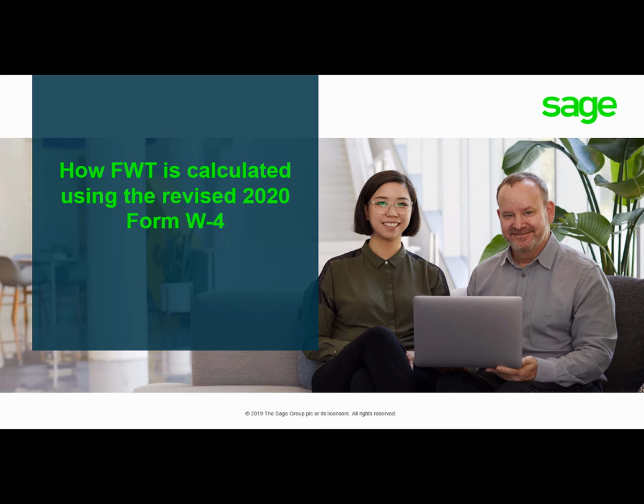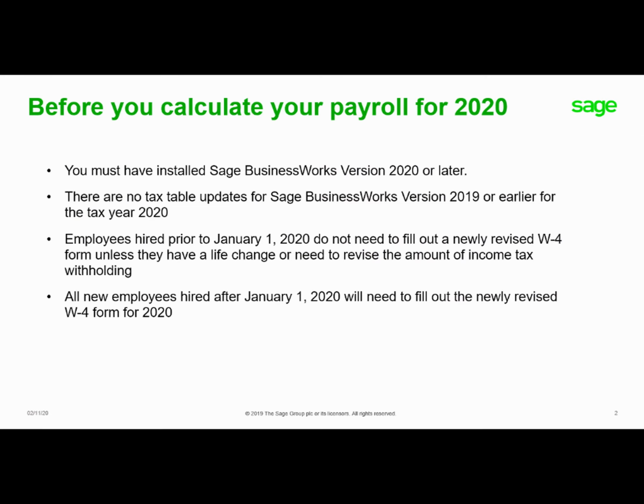Hello and welcome to our tutorial on how Sage BusinessWorks calculates the federal withholding using the revised Form W-4s for 2020. In order for Sage BusinessWorks to calculate the federal withholding for the tax year 2020, you must first install Sage BusinessWorks version 2020 or later. There are no tax table updates for the Sage BusinessWorks version 2019 or earlier for the tax year 2020.